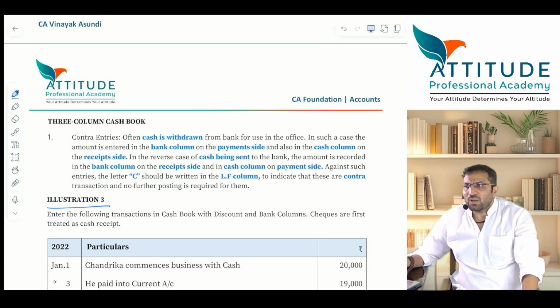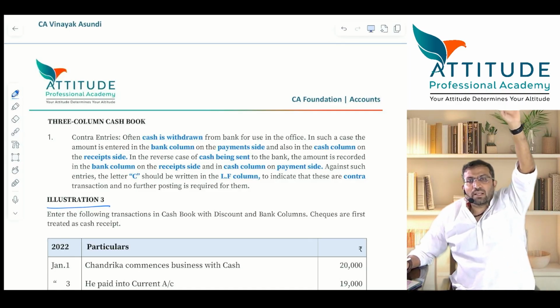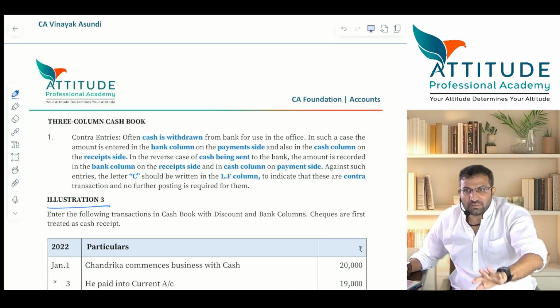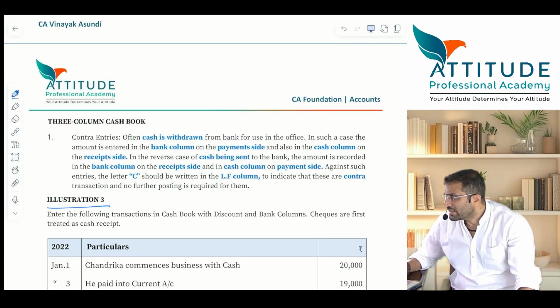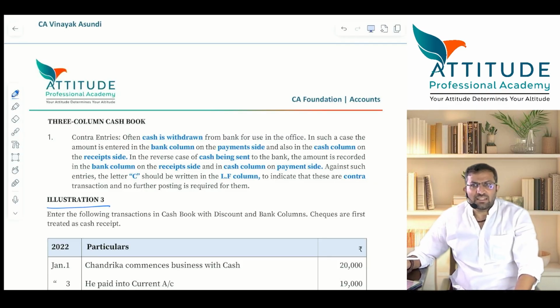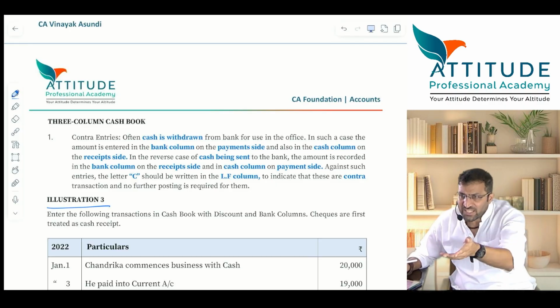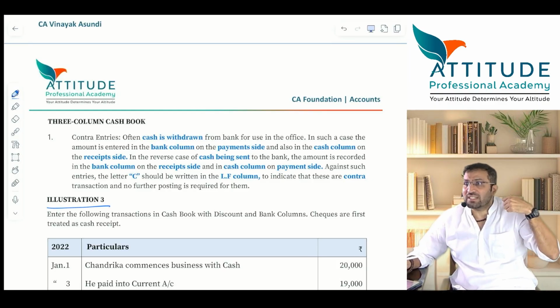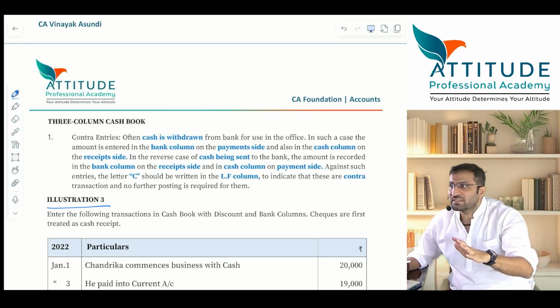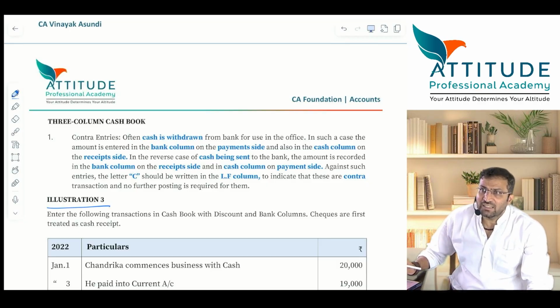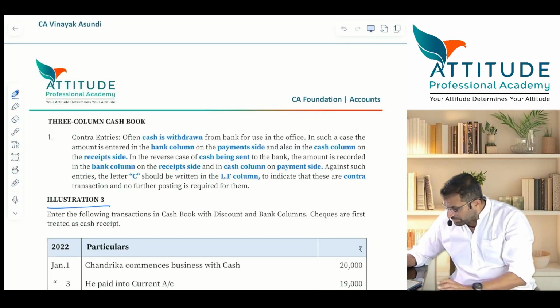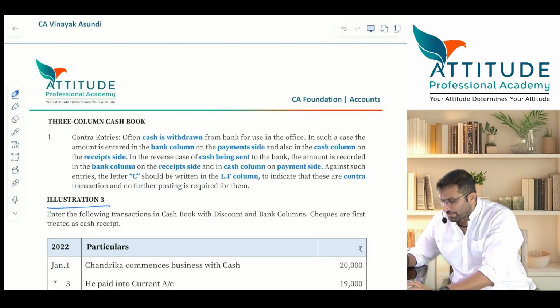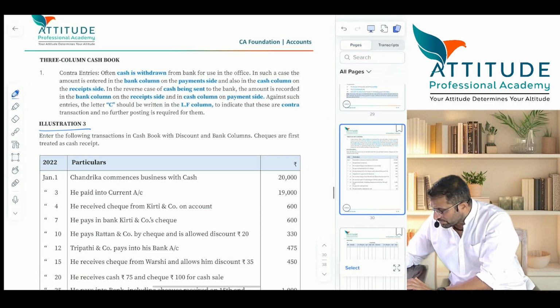Is that clear? Now, one thing you have to remember, guys. Wherever cash and bank both are involved, they are known as contra entry. What they are known as? Is that clear? I once again repeat, when you deposit cash into bank, what will the entry be? Bank account debit to cash. This is a contra entry. When you withdraw cash from the bank, what is the entry? Cash account debit to bank, this is contra entry. Is that clear? Understood?